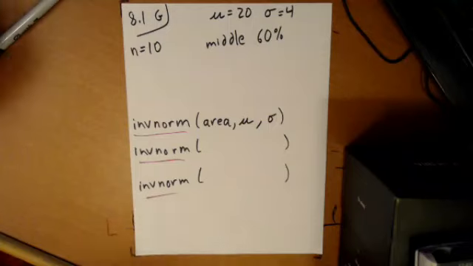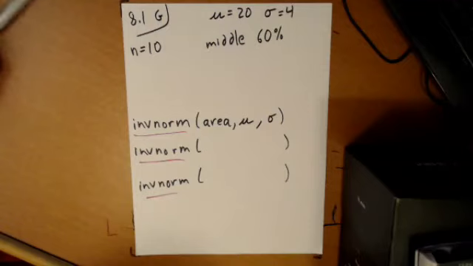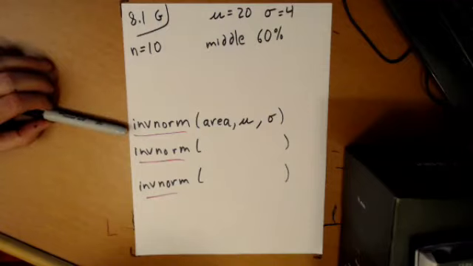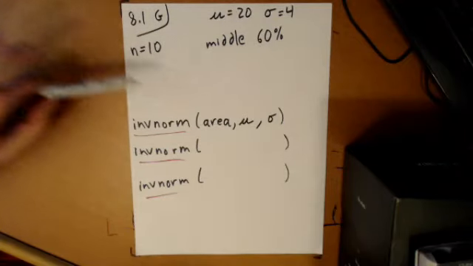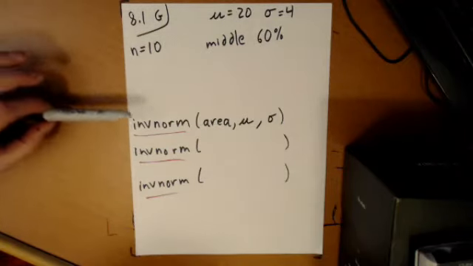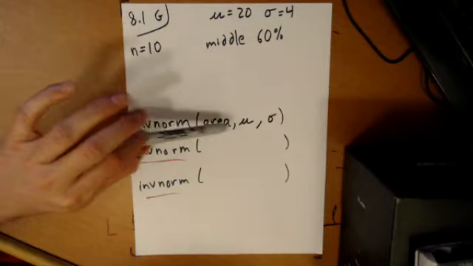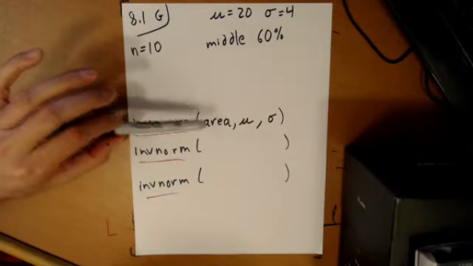Now that we're playing the game backwards, they give us the percent. We need to find the lengths. That is going to require the inverse norm. And the inverse norm requires an area, comma, a mu, comma, and a new sigma. Now, again, I have my old calculator. I have to memorize that. I'll write this down on your next test, whenever that is.